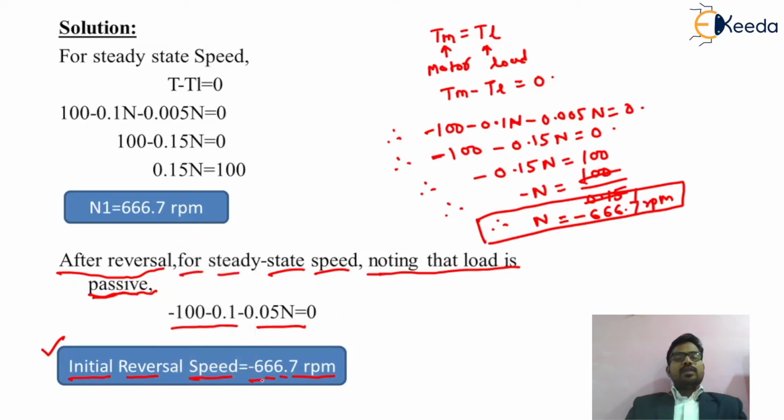So reverse speed is a very important thing for the sake of the calculation. And the value of that particular initial reversal speed is minus 666.7 rpm. This will be the very important thing, and that will be the solution of the initial reversal speed.